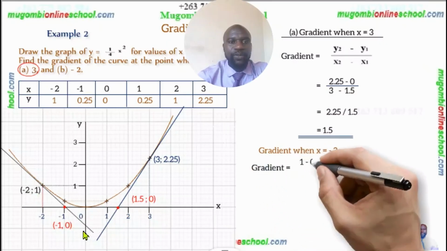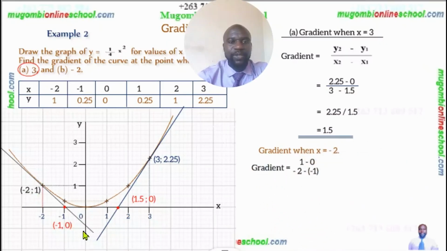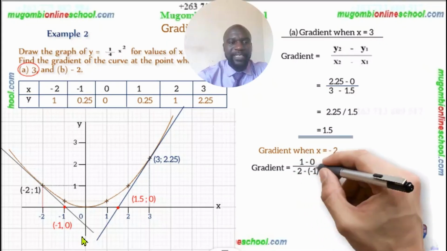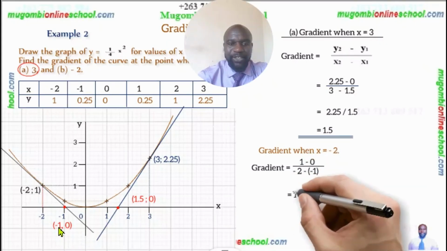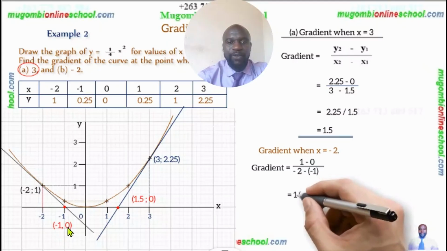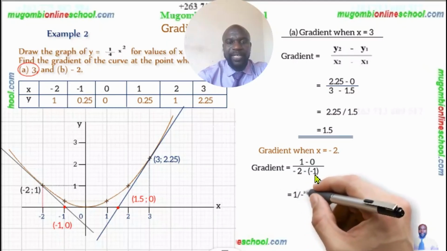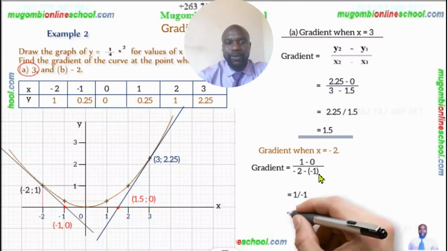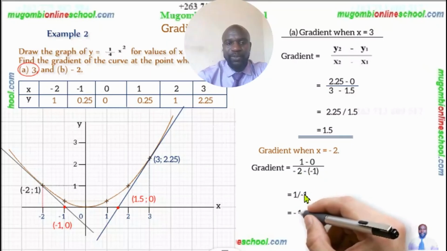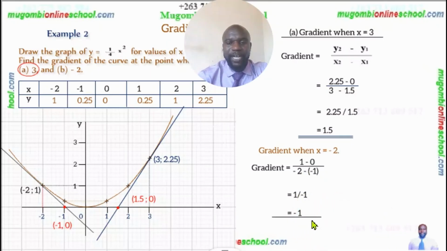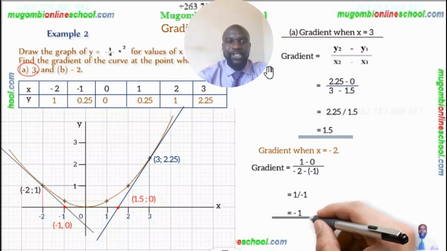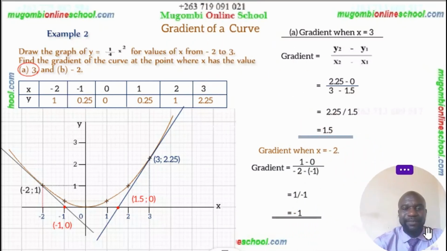Gradient is equal to y2 minus y1 over x2 minus x1, which is equal to 1 minus 0 over -2 minus -1. Be very careful. That is 1 over -2 minus -1, and -2 plus 1 is equal to -1. So 1 over -1 is a gradient of -1. So this is our actual gradient, as simple as this. That's how we calculate the gradient of a curve.